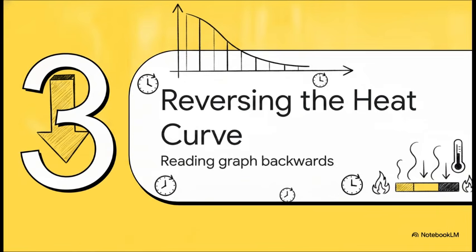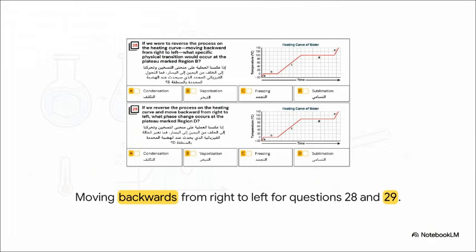All right, section 3, reversing the heat curve. Basically, we're going to read the exact same concept, but completely backwards. Instead of adding heat and moving from left to right, imagine we're cooling the substance down and moving right to left. Let's look at question 28.